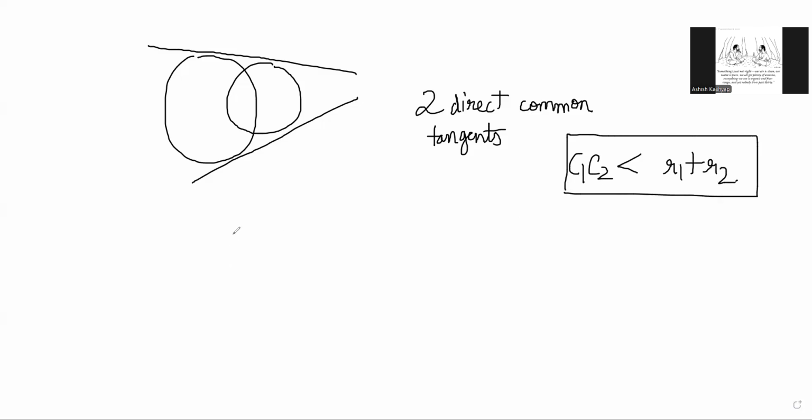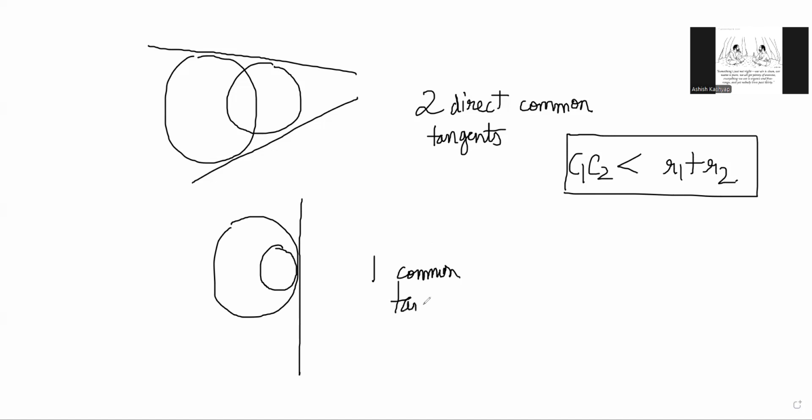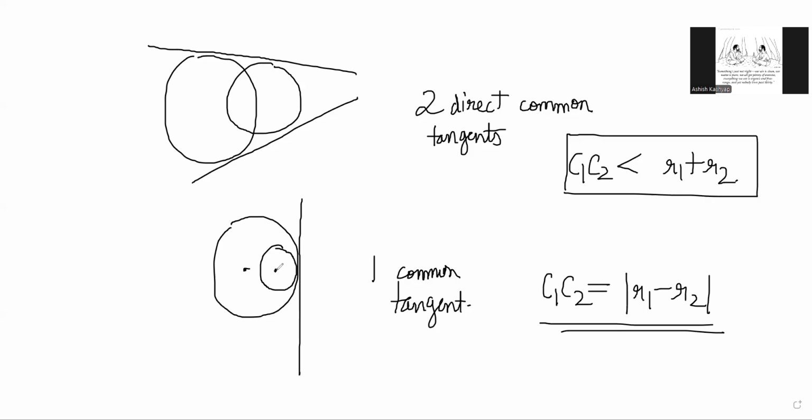The next case is when one circle is internally touching another circle, in which case you cannot have direct tangents. Only one common tangent is possible, right? And this situation arises when the distance between the centers is equal to the modulus of R1 minus R2, or the difference of their radii. C1C2 here is equal to the difference of their radii. You get only one common tangent here. And finally, there is the last case when one circle is completely inside the other and you get zero common tangents here.